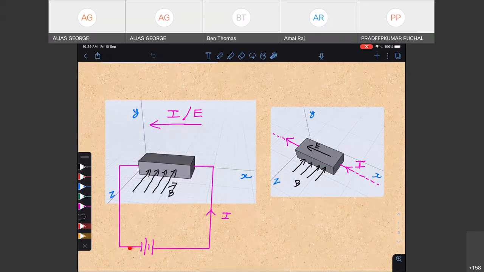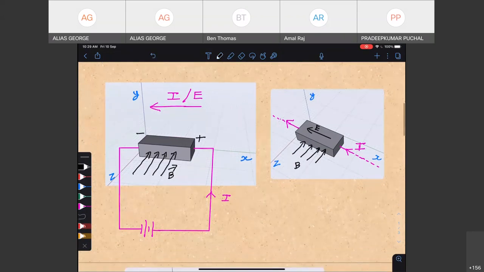So I placed a battery here and applied the current in this direction, and I marked the current direction on the top. Basically, here it is positive and here it is negative. So the electric field direction is also the same as the current.